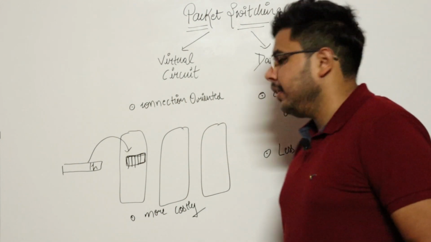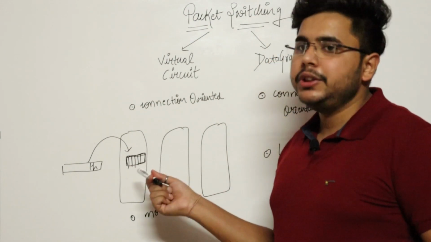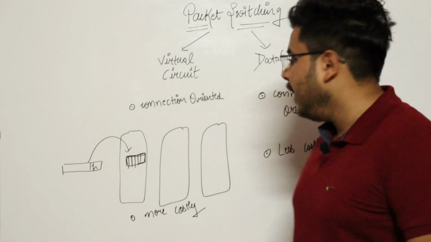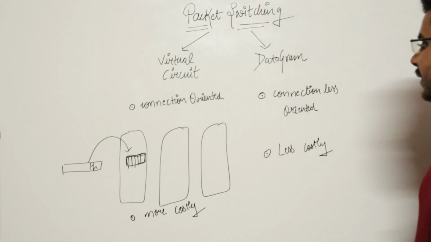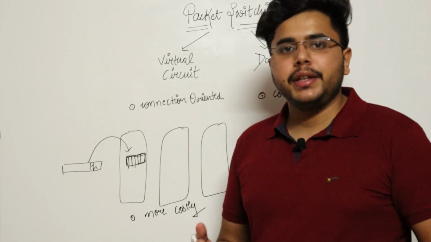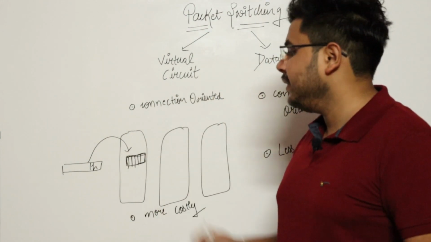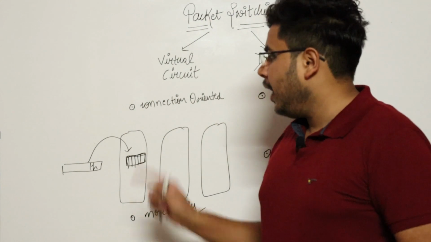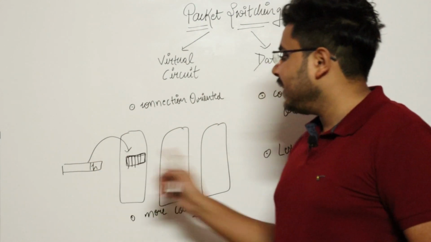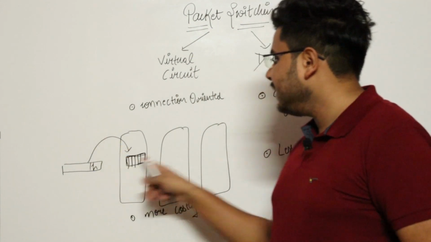Now, since this space reservation is there, it is more costly. And that is the reason the other is less costly. Another major difference is the packet transfer in this kind of switching. As you can see here, the space is reserved, and due to that a packet will follow a single path. Each and every packet will go through the same path.